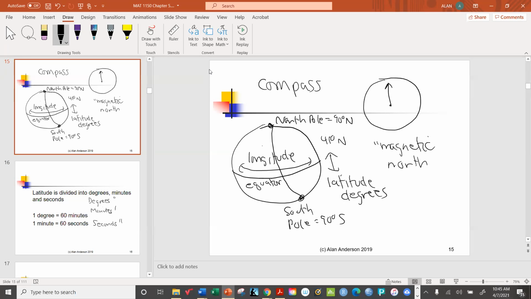Anyway, now here's my question to you. You know that the equator is the line of zero latitude.